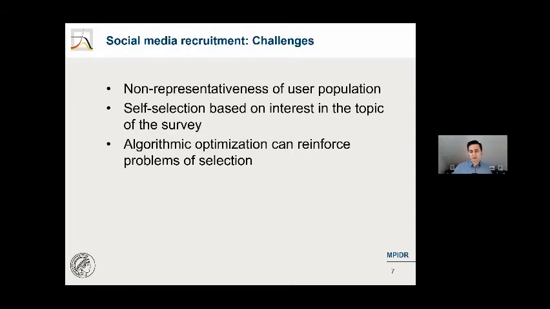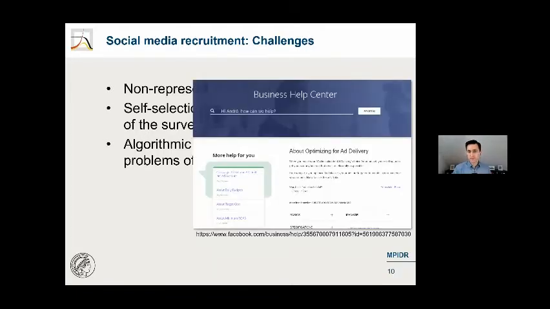I have here an example from Facebook, where they describe in more detail how their ads are delivered. When you say, for example, you want to target men who are in the age range 50 to 75, to participate in a survey, and you ask Facebook to deliver ads to this user group, the ad delivery process will not be completely randomized among these individuals.